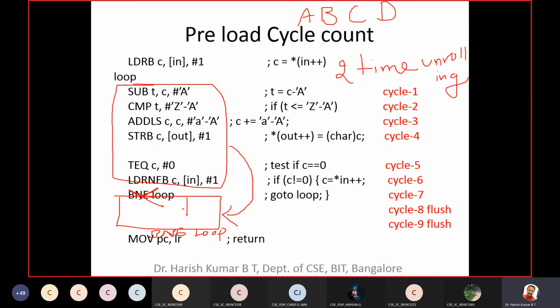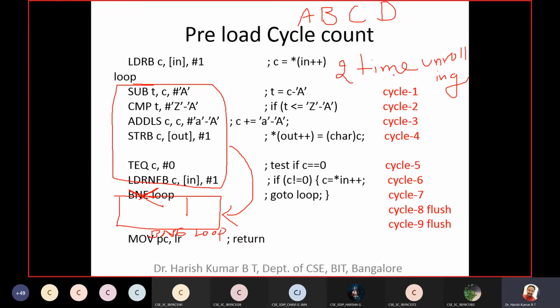Say if I say I want to avoid this BNE for 3 iterations, what do I have to do? I have to take this block, paste it here, and paste one more block, and after that you put BNE. So now how many times is the loop unrolled? 3 times. Hope people are able to understand.